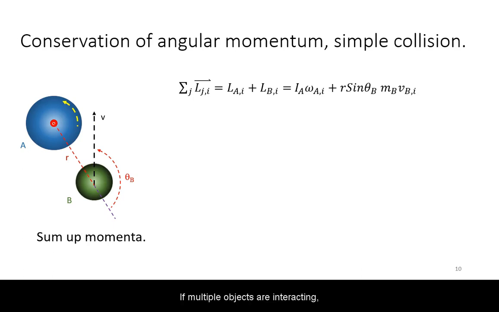If multiple objects are interacting, you sum up their angular momenta for consideration of the conservation of angular momentum for the whole system.